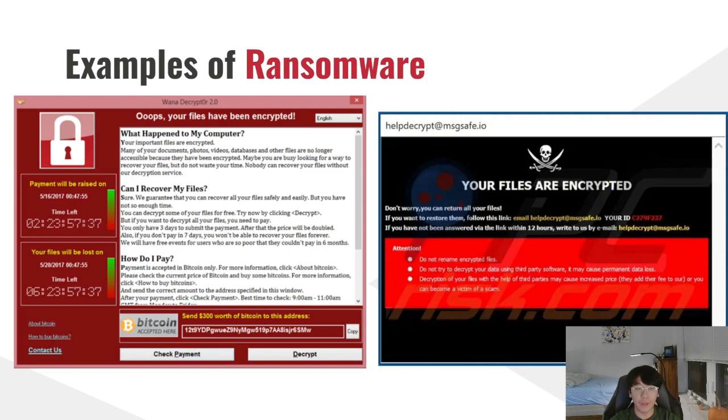If you don't pay this amount of money by the end of 7 days, your information in your computer will be all deleted. So they're threatening you to pay to get your information back. Same with the picture on the right here. It says your files are encrypted, follow the information, or email help decrypt at messagesafe.io. It's kind of forcing you to send an email and ask for help, which of course involves paying money of some sort.